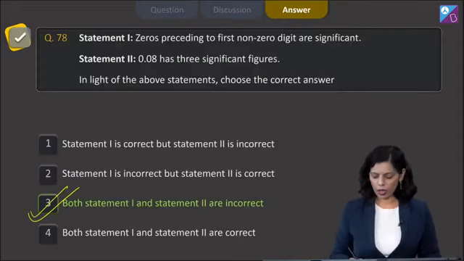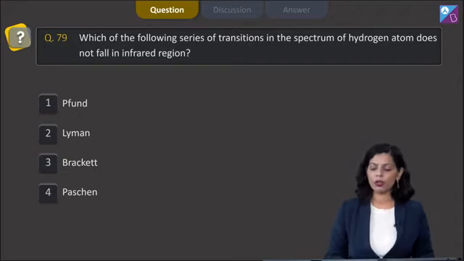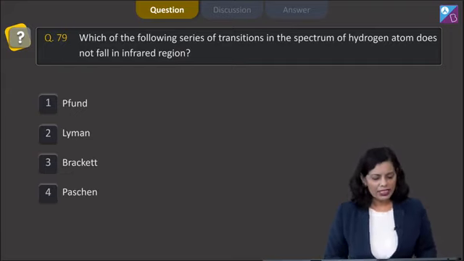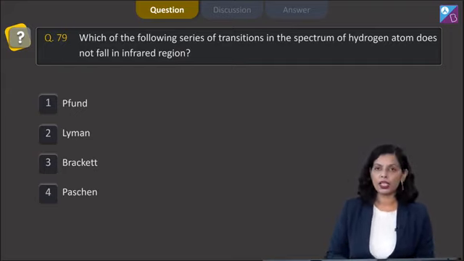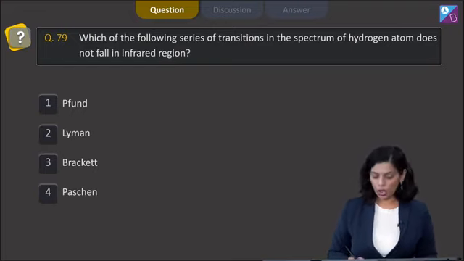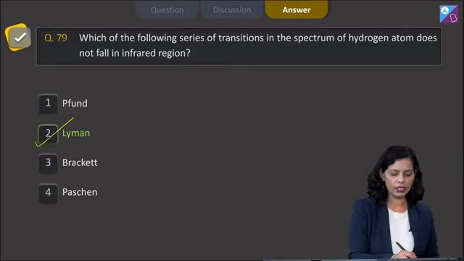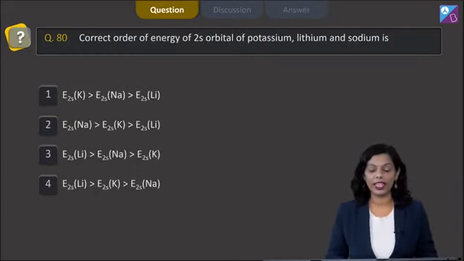Now after that we have question number 79. Which of the following series of transitions in the spectrum of hydrogen atom does not fall in infrared region? Just recall. You can simply see that in IR region we have Pfund series, Brackett and the Paschen, but not the Lyman series. Lyman series is always there in UV, and that's why I have to choose it as my correct answer for this question. Now have a look at question number 80.